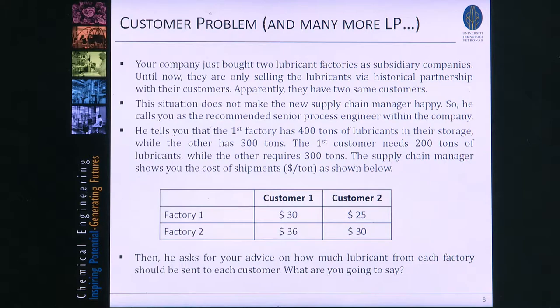There is another example as well. We have two different factories, factory one and factory two, and then customer one and customer two. The shipment cost from factory one to customer one is about $30. From factory one to customer two, it's $25. The first factory has 400 tons of products, lubricants in this case, and factory two has 300 tons. The first customer requires 200 tons of goods, and customer two requires 300 tons. So the question is still the same: how many tons of lubricants or goods shall we produce and send to which customer to minimize the shipment cost in this case? These are three typical and also simpler versions of real-life case studies.